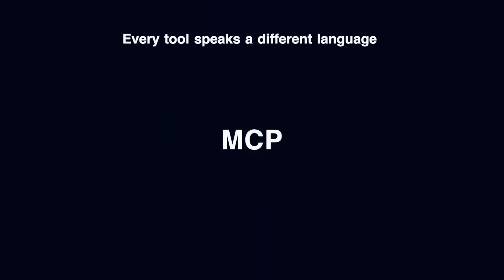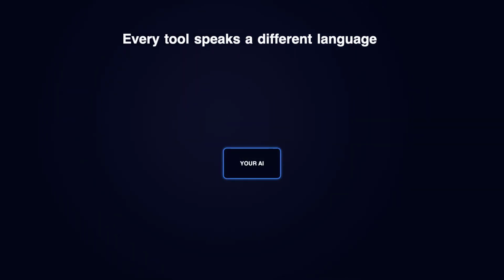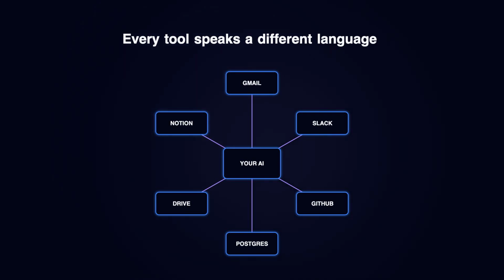MCP. MCP is an open standard that defines a common way for AI applications to communicate with external tools, data sources, and services. Here's why that matters. Imagine asking your AI assistant, open my GitHub repository, check my Slack messages, search my Google Drive, query my database, and then send me a summary.